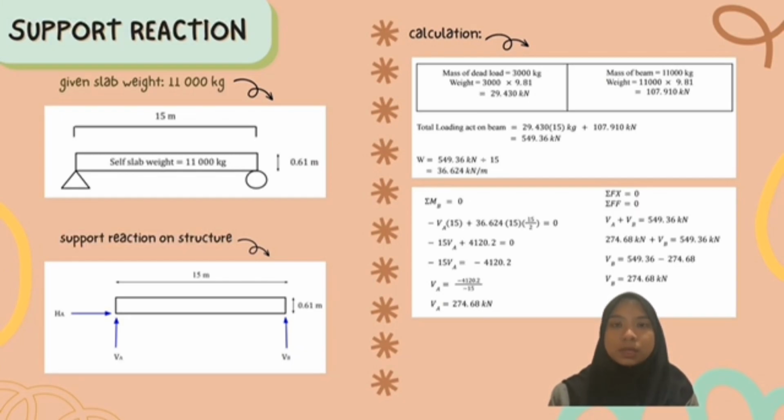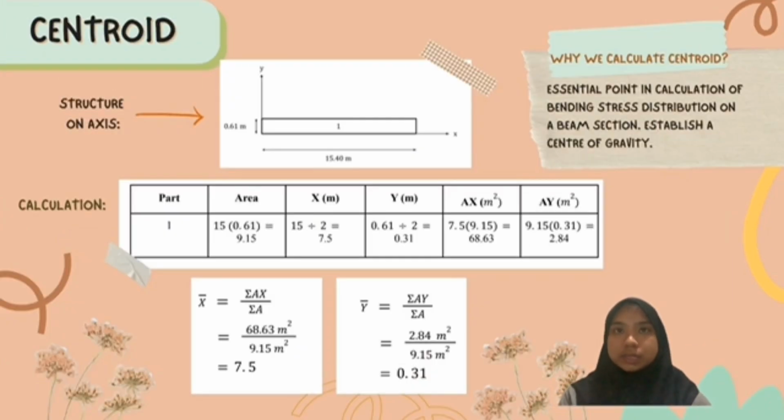So from that we will get VA 27.68 kN. And then the next one is total Fx equals 0, total Fy equals 0 also. So VA plus VB is 549.36 kN. So we substitute the value of VA into the equation, so we will get VB to 74.68 kN. Next, we have to calculate the centroid.